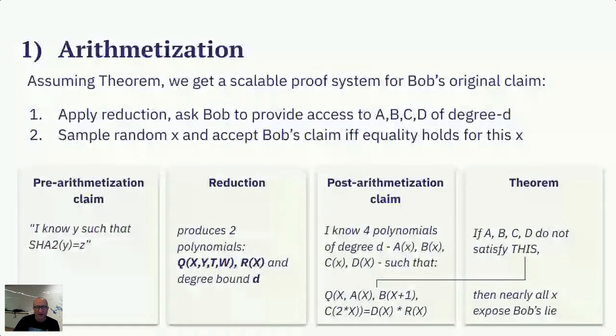Actually, in the way we wrote it, she's going to ask, Bob, please tell me what is A of X. Tell me what is B of X plus 1. Tell me what is C at the point 2 times X. And tell me what is D at point X. And if you get all of those 4 values, then Alice can just check if this is correct or not. And everything works very well.